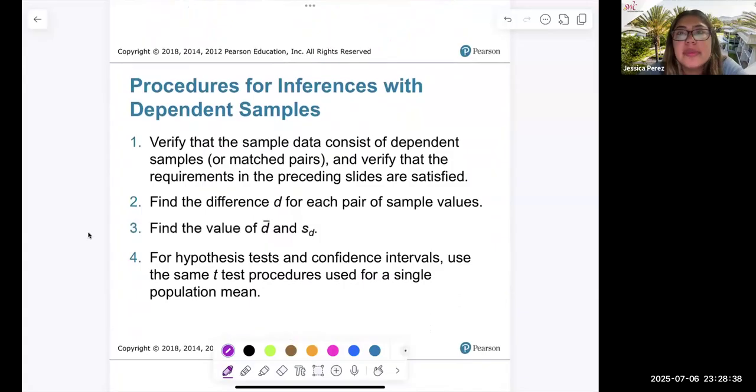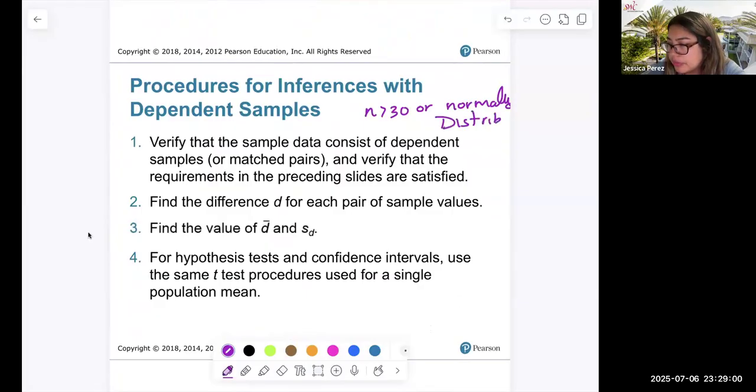So let's begin. What is the procedure for inferences with dependent samples? We need to verify that the sample data consists of dependent or matched pairs and verify the requirements are satisfied, meaning that n is greater than 30, or we have an approximately normal distribution. It must be a simple random sample. We need to find the difference d for each of the pairs. We need to find the sample mean of the differences and the standard deviation.